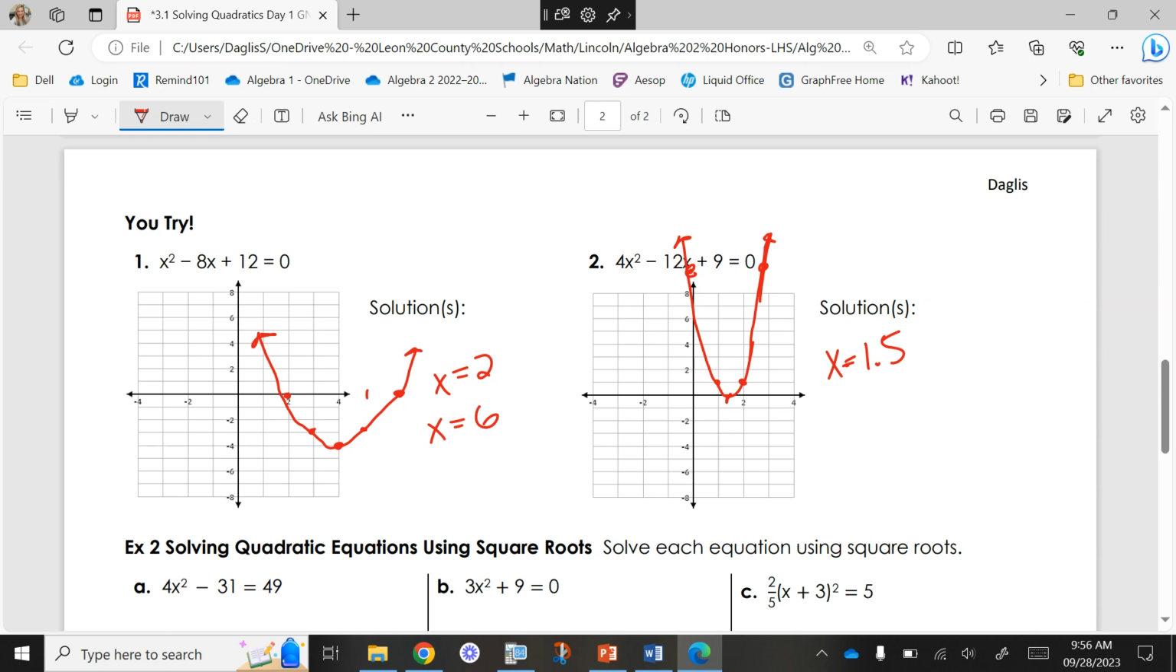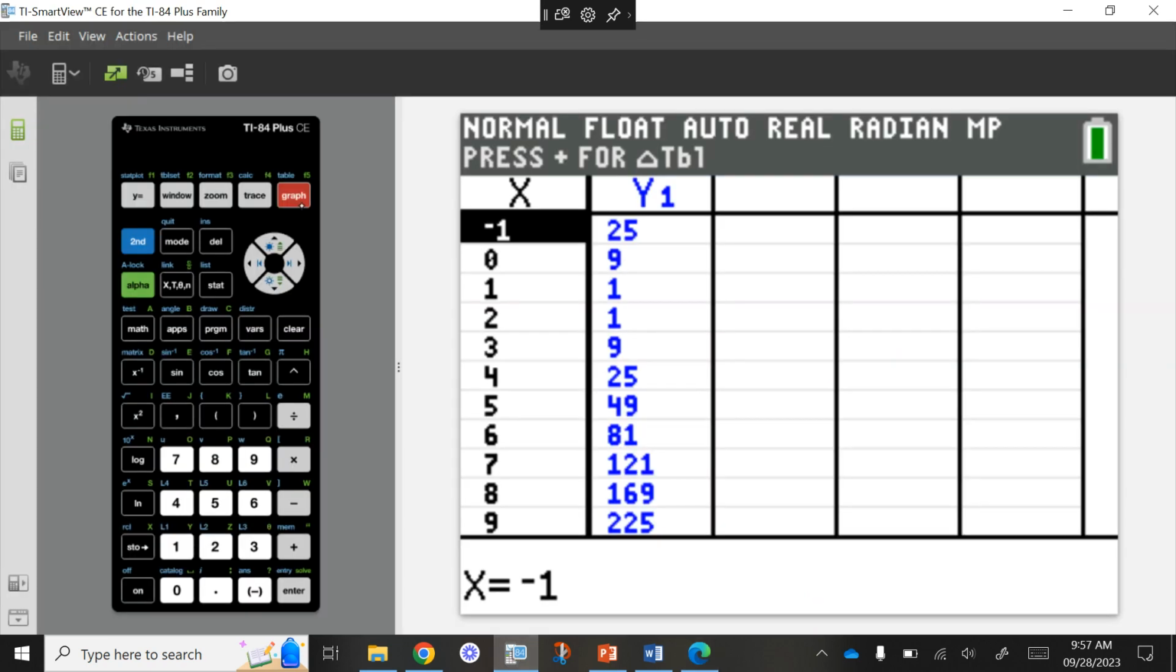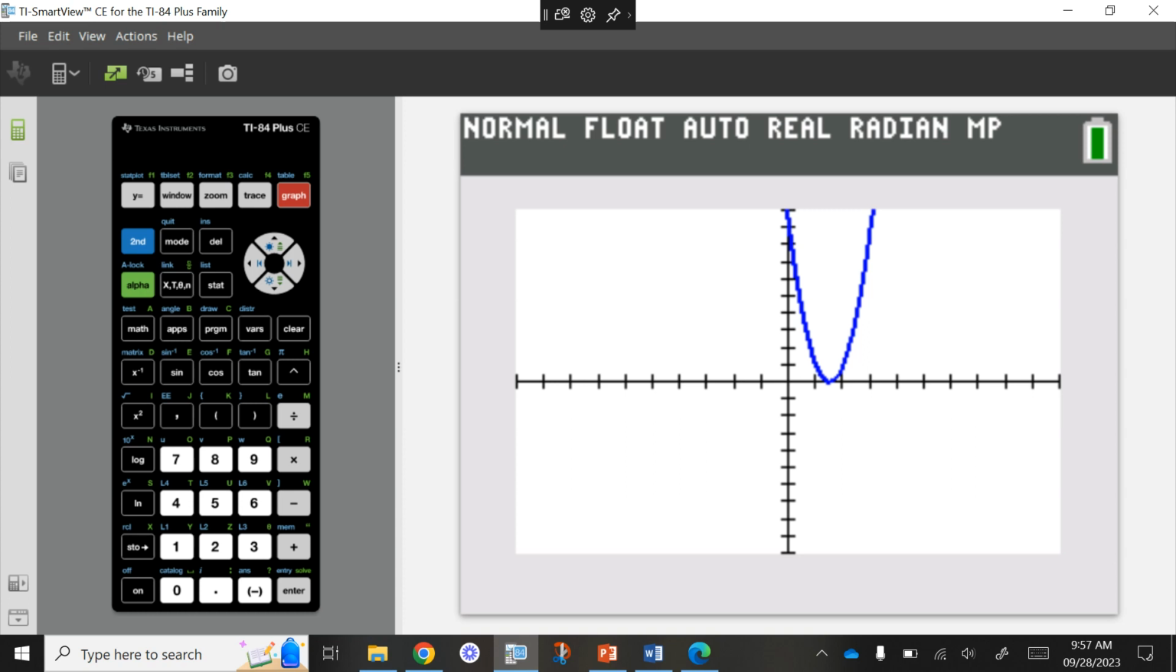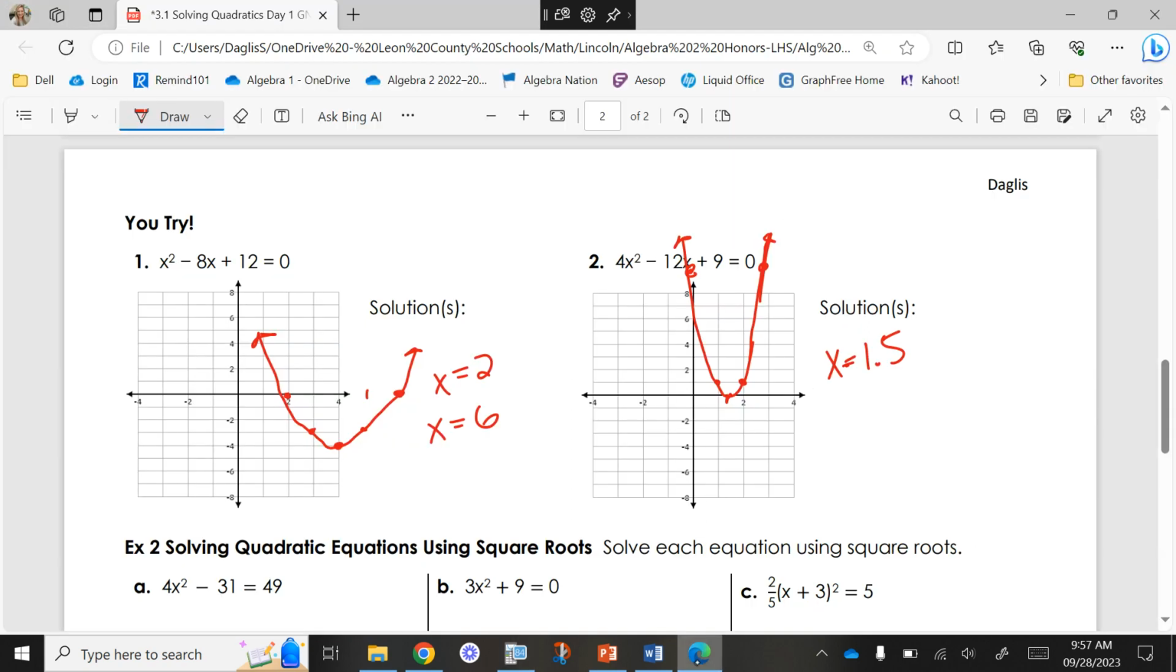These are all touching. If you ever graph it and it's not touching the x-axis, you say no real solutions. But everything that we've done so far, they've touched the x-axis. Right, it wasn't a whole number, but it still touched the x-axis. Yeah, it's still touching it. Okay, that's my graphing. Questions about graphing?